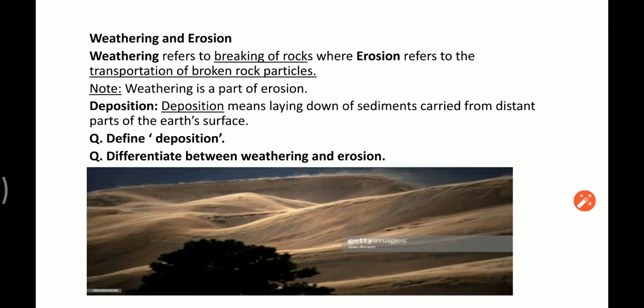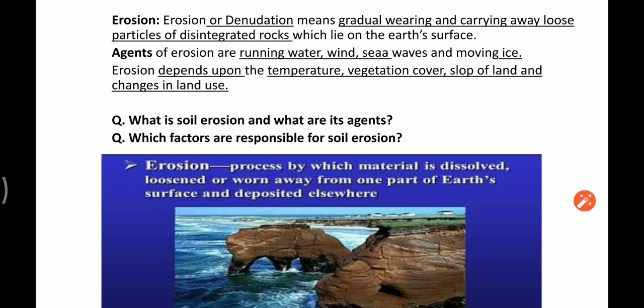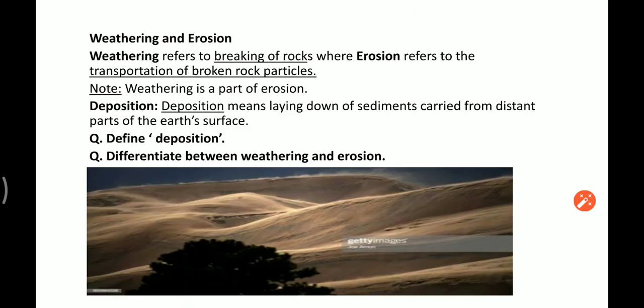Now the question that you have to attempt here is: define deposition, and differentiate between weathering and erosion. You can differentiate it like this: weathering is a process that breaks the rock particles into smaller pieces. Erosion is the process of breaking the particles and then transporting them to a new place. You can also add this point to this question, that weathering is a part of erosion.